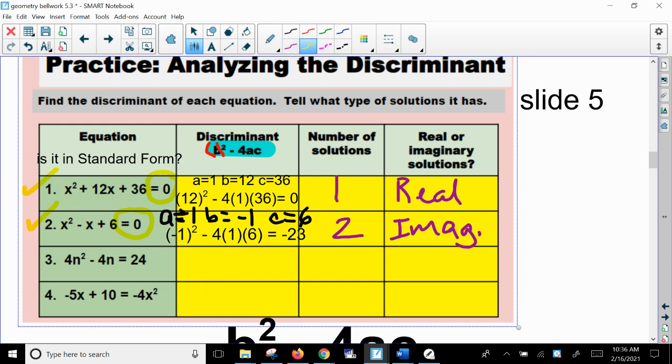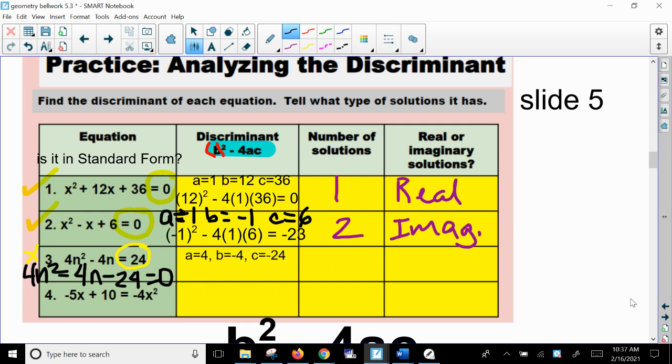For number 3, this equation is not in standard form. To put the equation in standard form, you will have to subtract 24 on both sides. When you do that, you will get 4n squared minus 4n minus 24 equals 0. It's important that your equation is in standard form. If it's not, you're going to have the wrong numbers for your A, B, and C. And if your A, B, and C are wrong, then the discriminant is going to be wrong. So you should be using A is positive 4, B is negative 4, and C is negative 24.